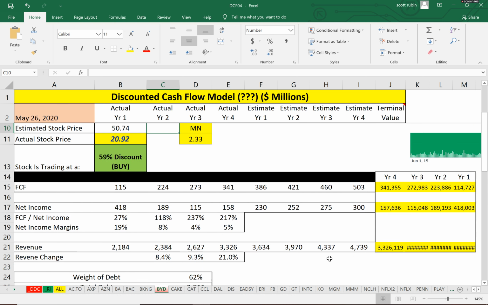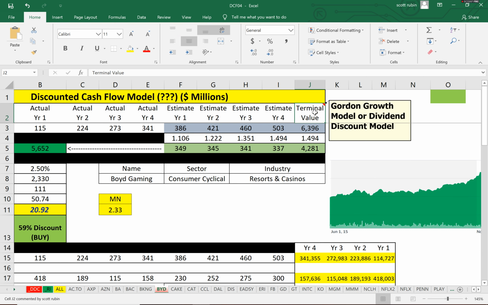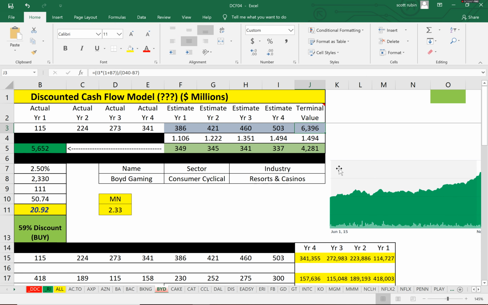Now let's apply the WACC to our future estimated free cash flows, which we calculated already from the inputs earlier. The free cash flow next year we calculate is 386 million. After that is 421, then 460, then 503. And what we do is a terminal value after that, which is all the expected future free cash flows after year four. And the way we calculate the terminal value is similar to the way we calculated the Gordon growth model or the dividend discount model. You can Google that term or look at the formula here if you are interested.